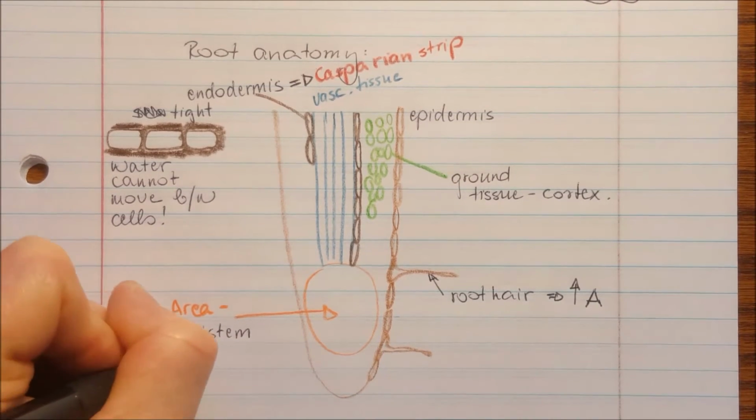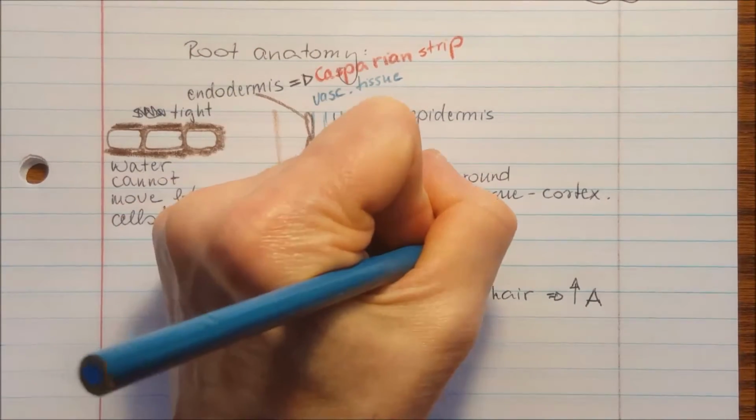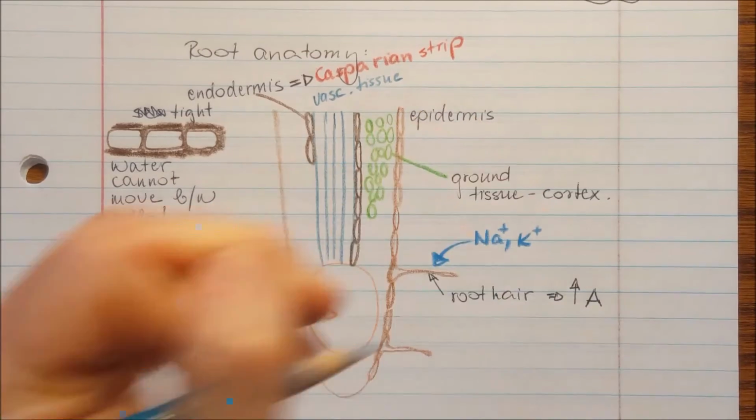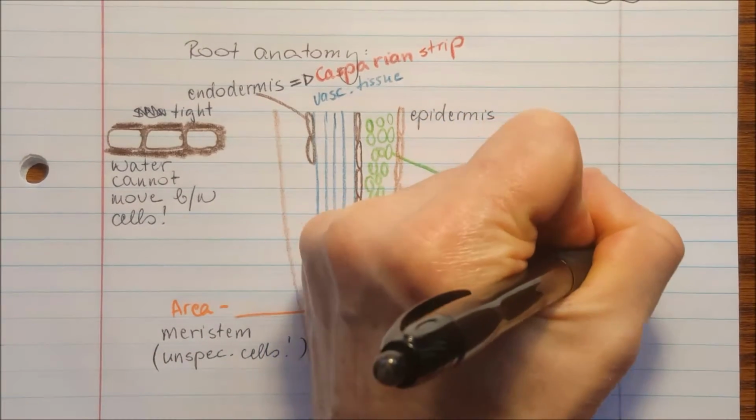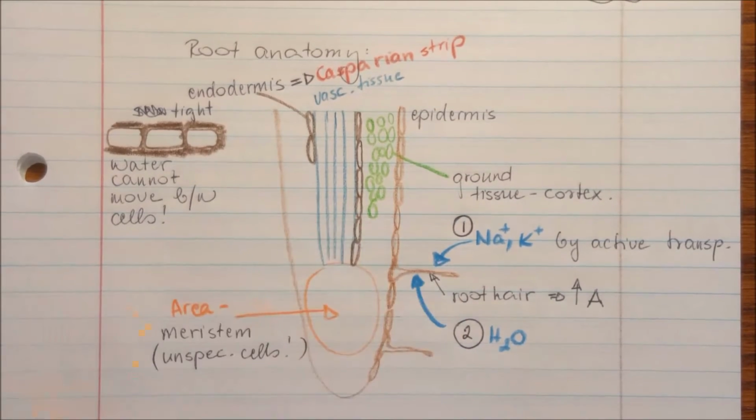The green is the ground tissue cortex, which stores material. That area is the meristem, stem cells, unspecified cells that can turn into whatever tissue they are needed for as the root grows. So by active transport, the root hair picks up the sodium and potassium ions, and the water follows the ions by osmosis.